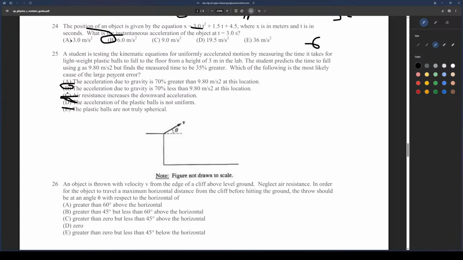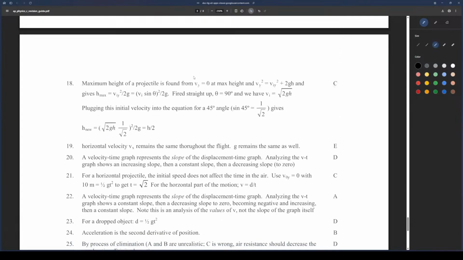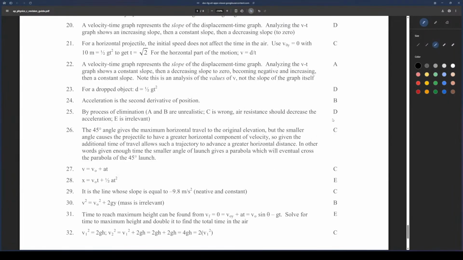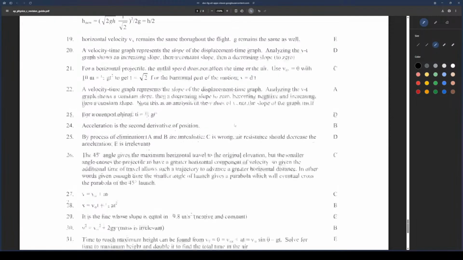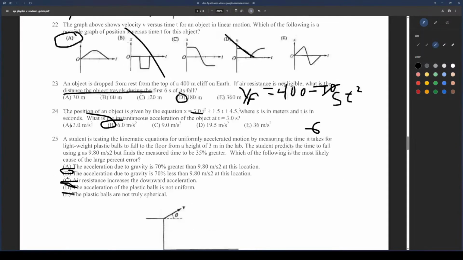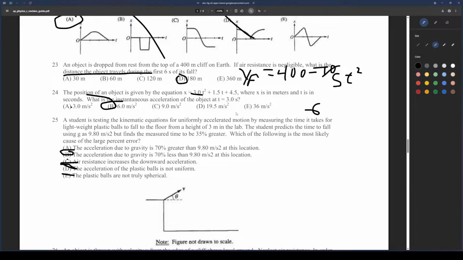Okay, wait, check the answer, bro. I want to check this right now. It's D. A and B are unrealistic. What? Okay, C is wrong. E is irrelevant. Yeah, so it is D. But what do you mean decreased acceleration? It says acceleration of plastic balls is not uniform? What the hell does that even mean? Oh, okay. So what? I don't freaking know.